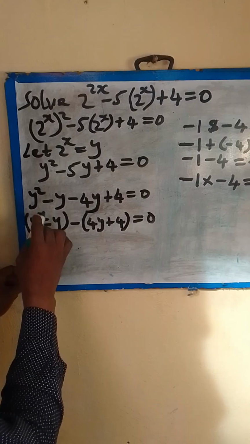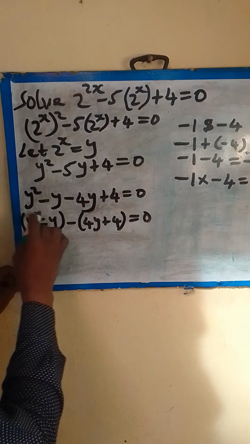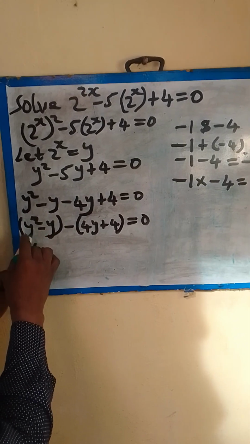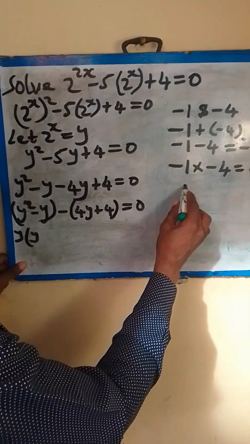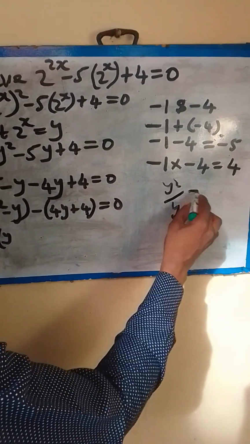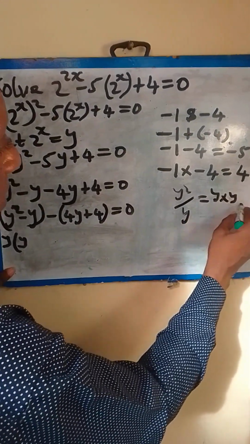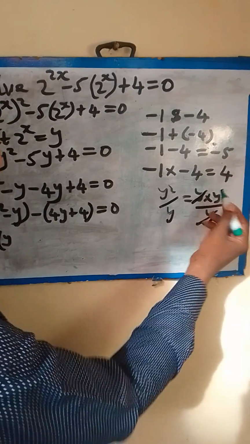When I mean y into y raised to power 2, it means y raised to power 2 divided by y. Y raised to power 2 divided by y. Now this is y times y divided by y. So this y will take this y, you are left with this y.